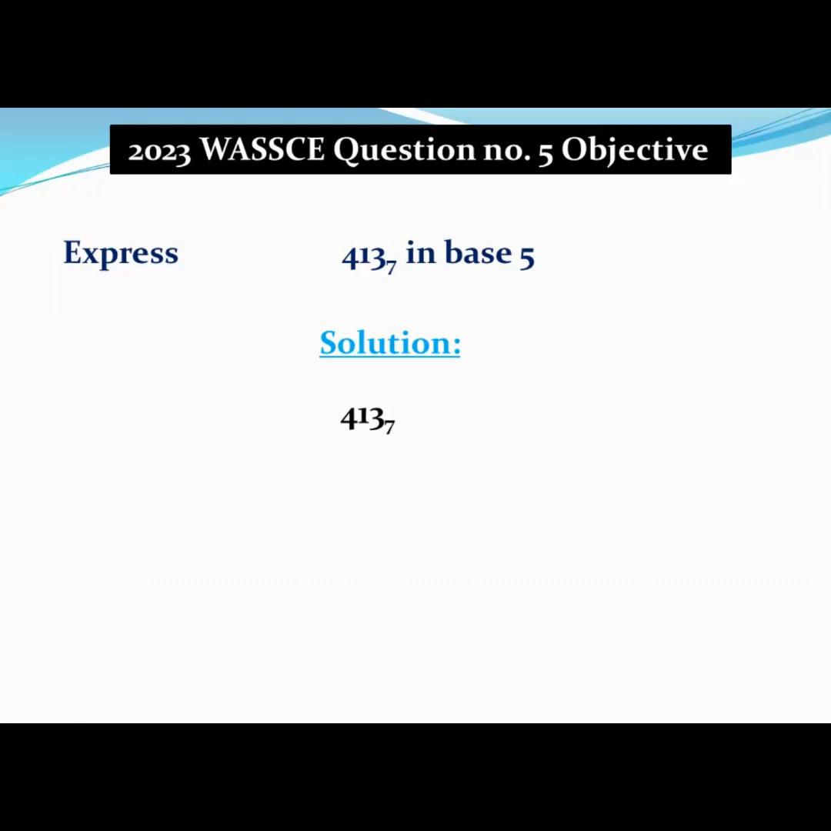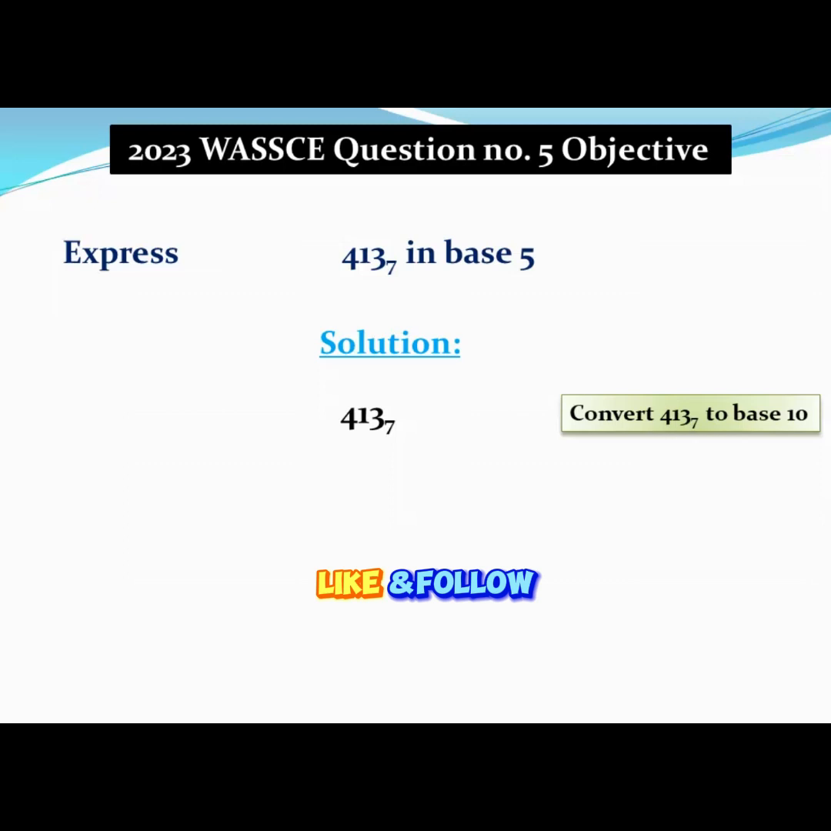We have 413 in base 7, right? So how can we express this in base 5? The first thing that we need to do is convert it to base 10. That's the first step I need to take. Why? Because you cannot convert from base 7 to base 5 directly. You have to convert it to base 10 first.